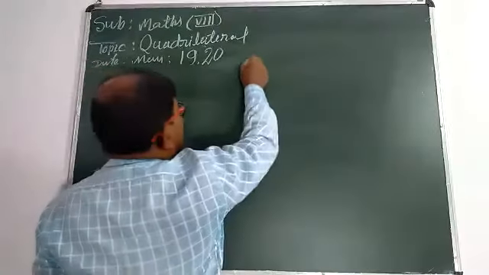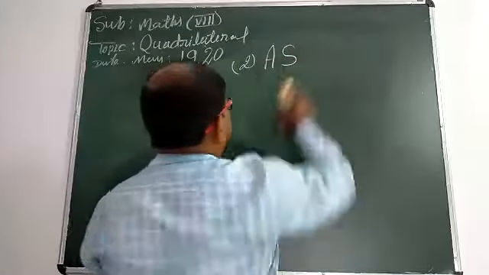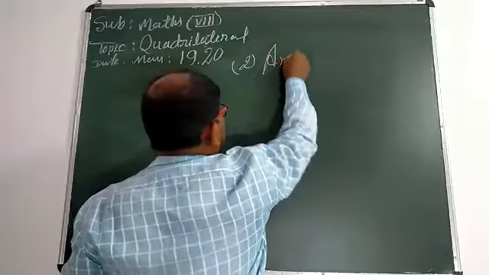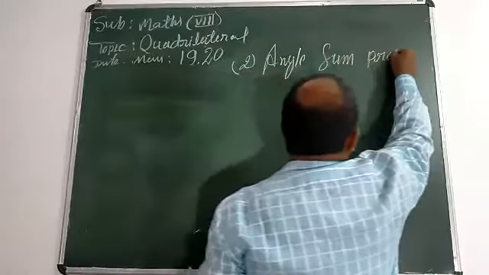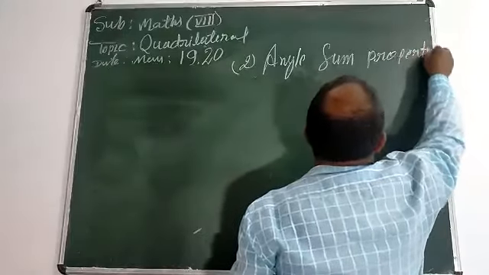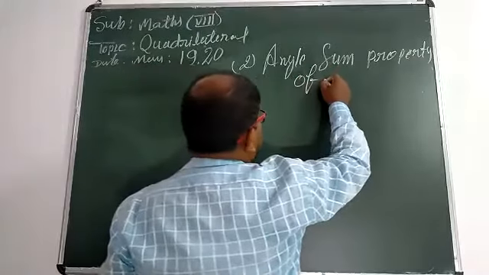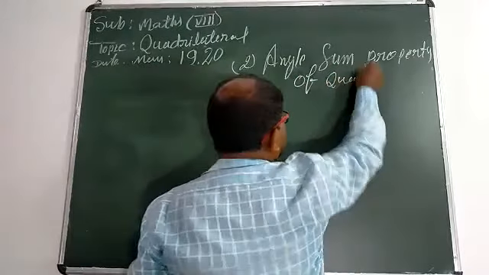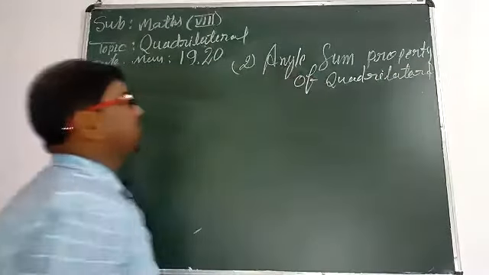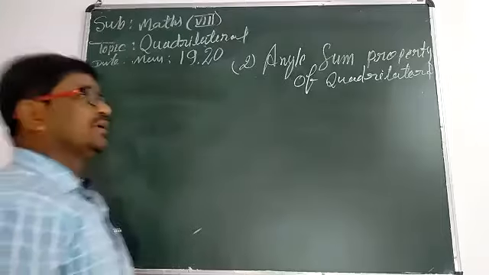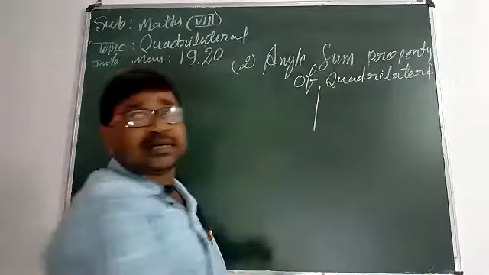Now students, our second point is ASP, angle sum property. Angle sum property of quadrilateral. For this, we should think about the angle sum property.